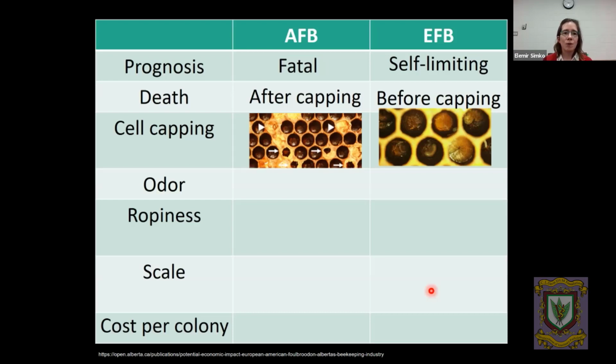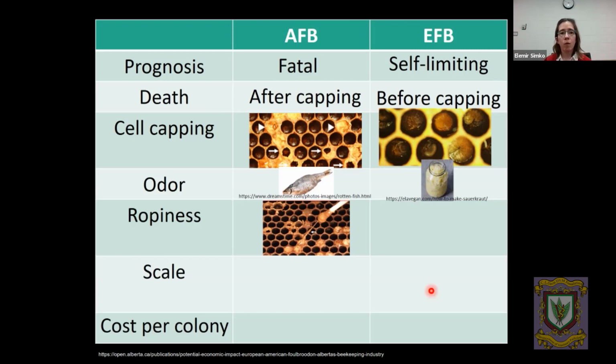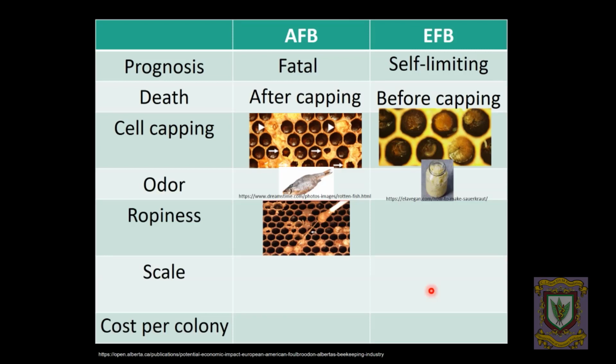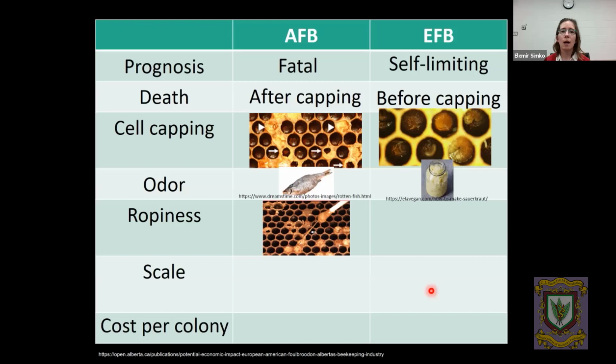Both of these diseases can produce an odor. American foulbrood is typically a fishy or sulfurous odor, whereas European foulbrood is a more sour odor associated with those secondary bacterial invaders. The ropiness test is a diagnostic feature of American foulbrood, where a macerated, affected pupa will produce a rope which is in excess of 2 centimeters. In contrast, with European foulbrood, the ropiness test may be negative, or a macerated larva will produce a short rope which is less than 2 centimeters in length.